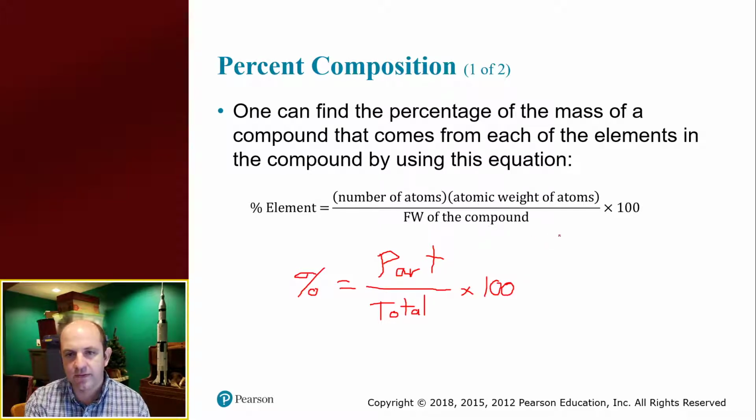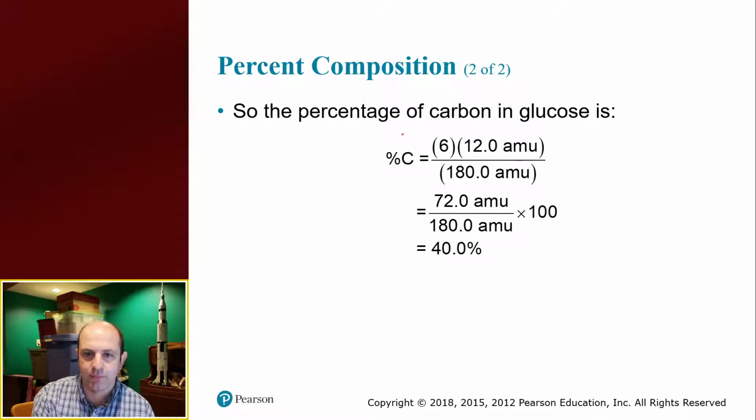So we can move ahead here and look at that glucose example. If we did carbon, okay, well, there were 6 carbons in the formula, right? C6H12O6. Each carbon weighs 12. So we have 6 times 12 is about 72. The entire glucose, the total thing, weighed 180. So once we have that, okay, 72 divided by 180, and then times 100%, we say, oh, this molecule, glucose, is 40% carbon.